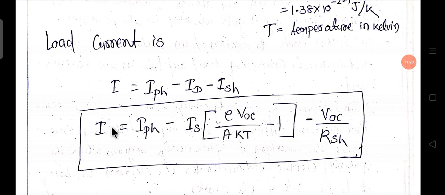So the load current I equals IPH minus ID minus ISH. So I equals IPH minus ID, with the value of ID substituted, and the value of ISH in place as VOC by RSH, that is VOC by RSH. Remember this formula also.